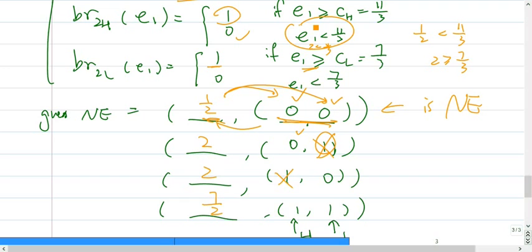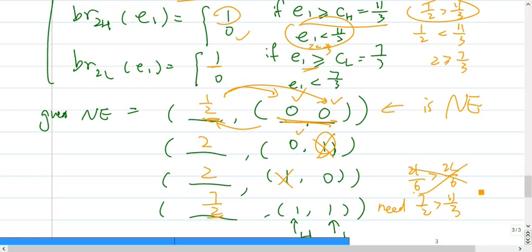So is 1 best response to 7 over 2? We need 7 over 2 to be larger than this. So we need 7 over 2 to be larger than 11 over 3. That one is kind of hard. This is 3.5. No, let's do this as if we were in elementary school. Maybe 21 over 6 to be larger than 22 over 6. No, that's not right. So the second guy is okay, the first guy is wrong. So we only have one Nash equilibrium here. That's the only one we want.